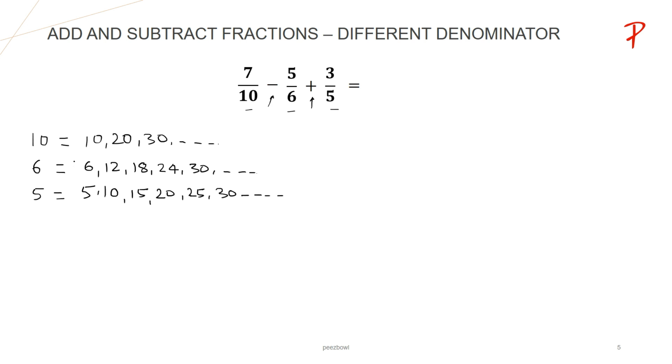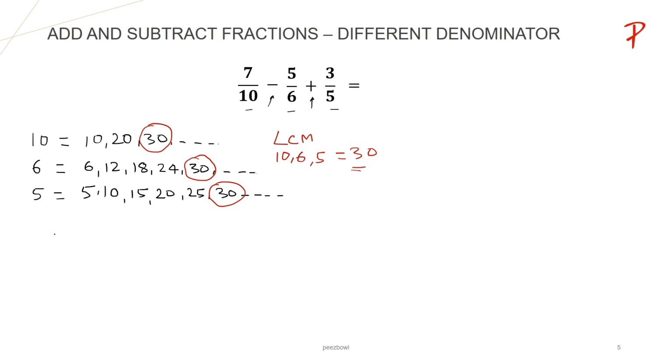Now from all these multiples we need to find the least common multiple, which is common in all three: multiples of 10, multiples of 6 and multiples of 5. So 30 is common in all three, right? So 30 is the LCM of 10, 6 and 5. Now we need to write all three fractions in such a way that the denominator becomes 30, that is our least common multiple.